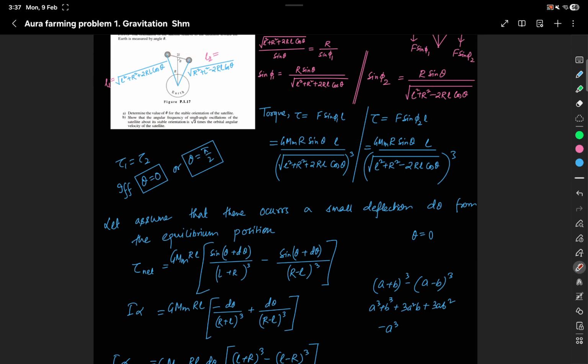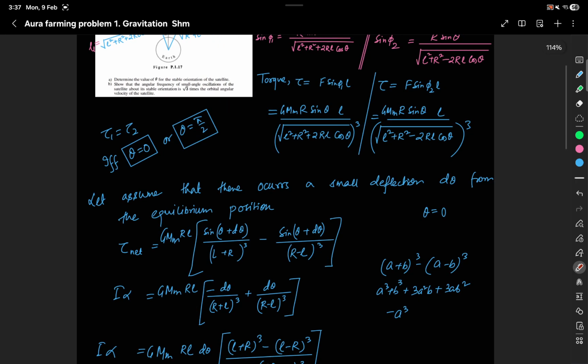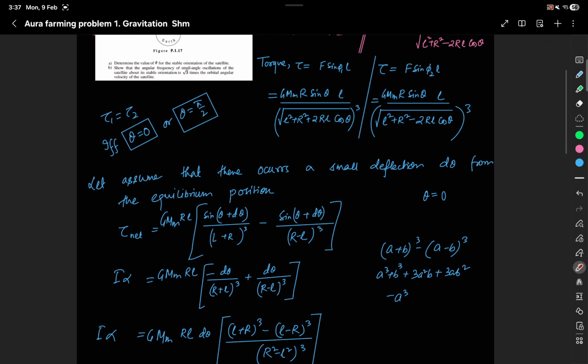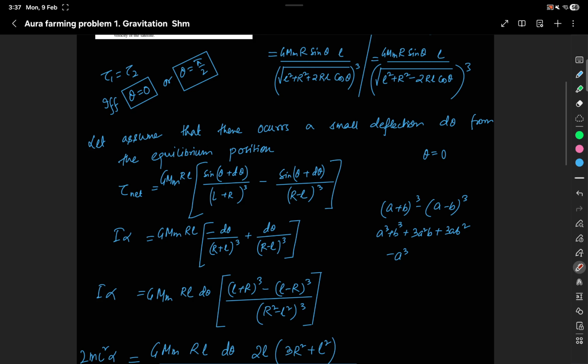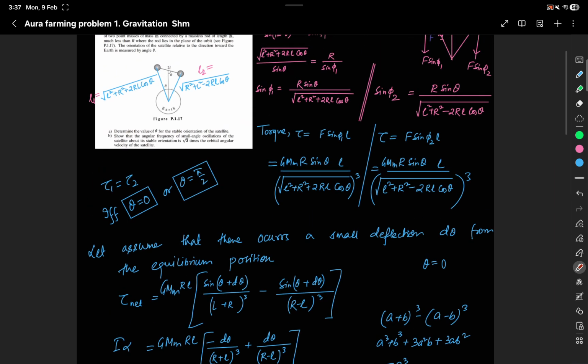Now moving on to the next question. The angular frequency of the small angle oscillation of the satellite about the stable orientation is root 3 times the orbital angular velocity of the satellite. So how to approach this one? Let's assume that this is the equilibrium position, and you are giving a very small deflection to this one. The small deflection, you may write d theta.